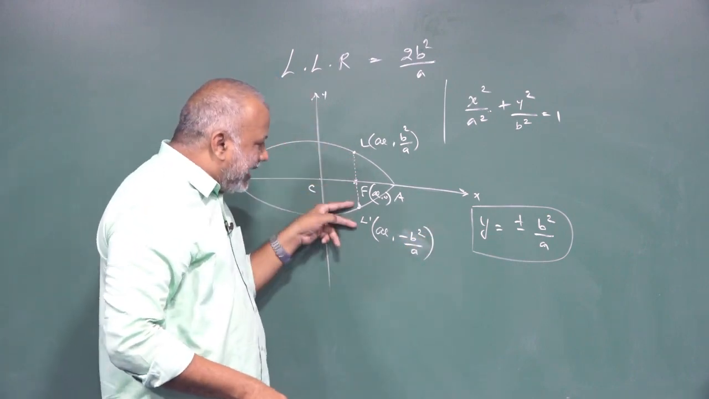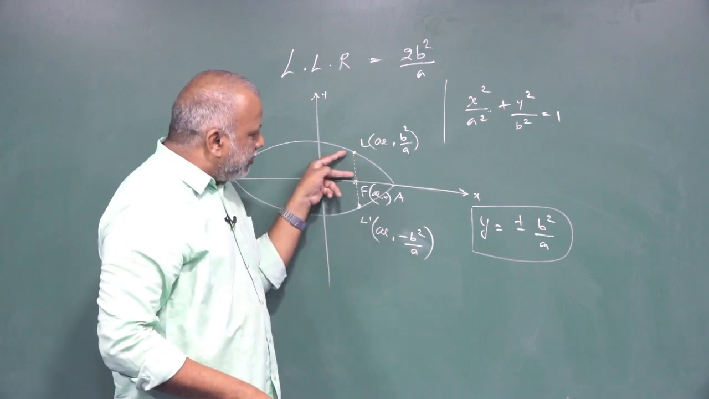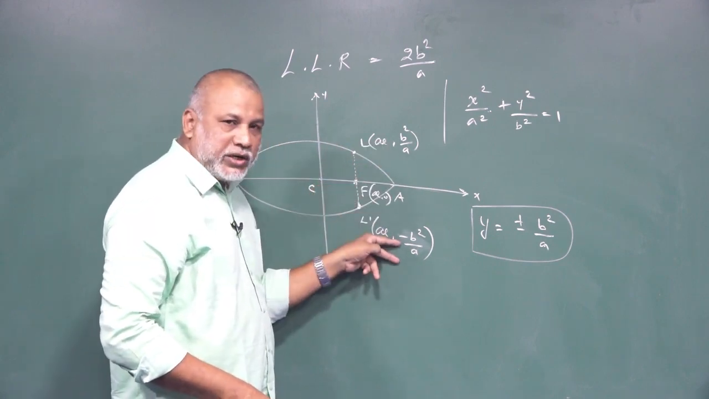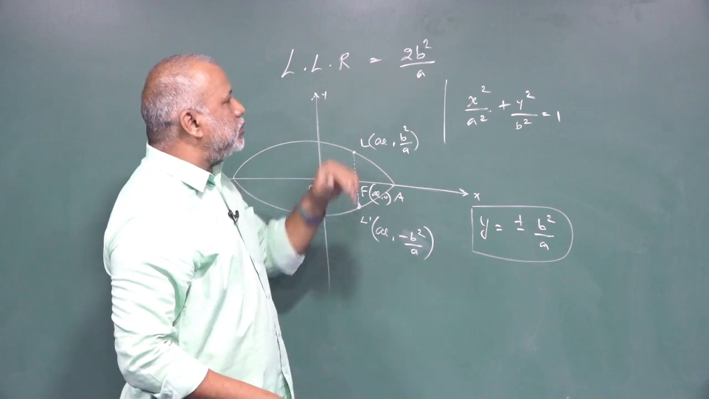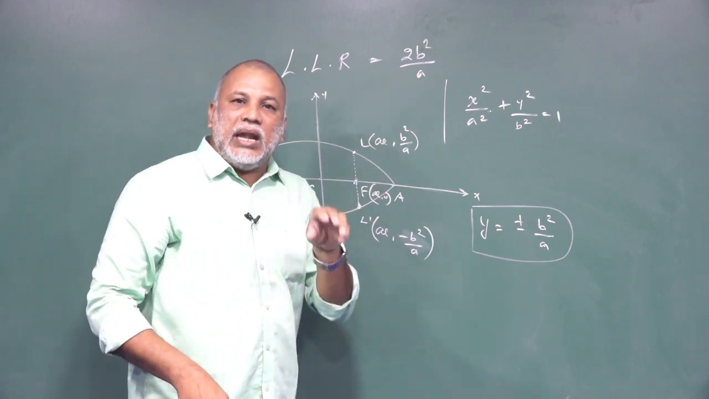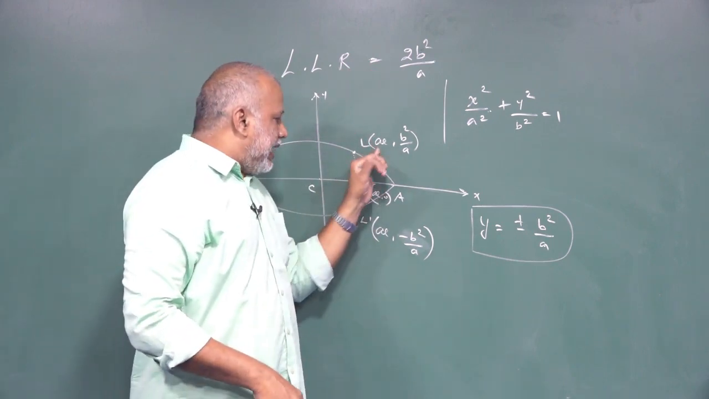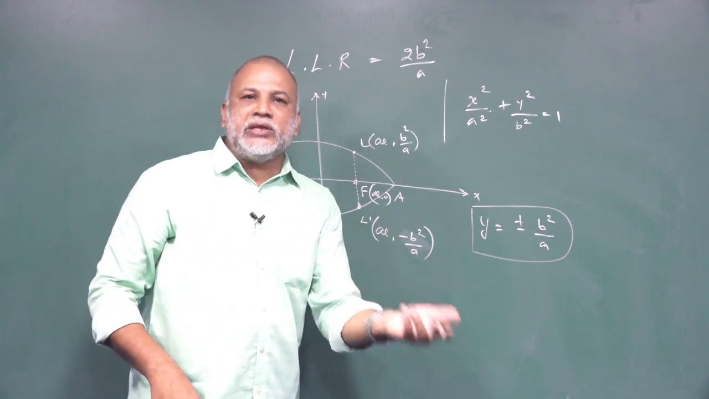What is the value of LL dash? It is nothing but the length. Here it is b squared by a, and here also b squared by a. So we can add and get 2b squared by a. This is called the length of the lattice rectum. Now L and L dash are called the endpoints of the lattice rectum.